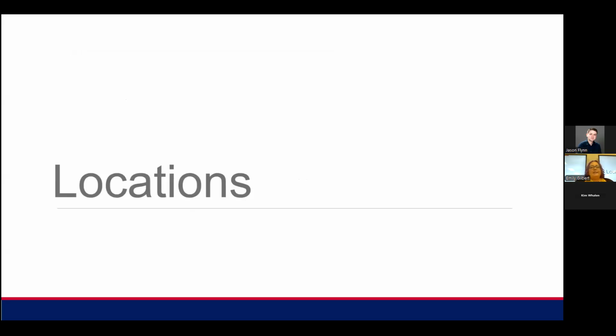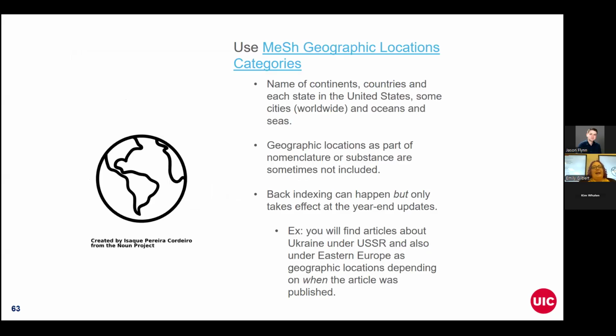All right, let's talk about locations. MeSH does have geographic location categories that include names of continents, countries, states, and geographic locations as part of the nomenclature. There is some back indexing, but it only takes effect at the end of the year. So you will find articles about Ukraine under USSR and also under Eastern Europe, depending on when.